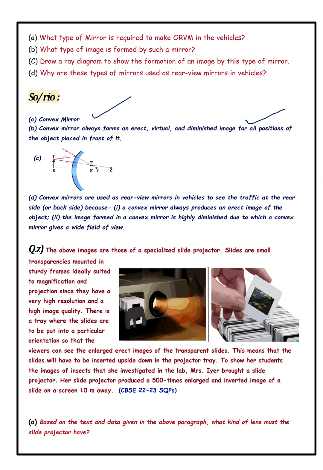C part, they have asked us the ray diagram. So look at this ray diagram, the formation of the image by this type of mirror. Which mirror? That's a convex mirror. And why are these types of mirrors used as rear view mirrors? So you can write your answer in this form. Convex mirrors are used as rear view mirrors in vehicles to see the traffic at the rear side. That means what? Back side, because a convex mirror always produces an erect image of the object. Point number 2, the image formed in a convex mirror is highly diminished, due to which a convex mirror gives a wide field of view.